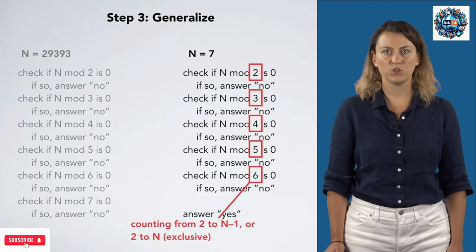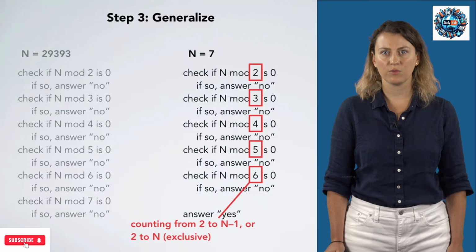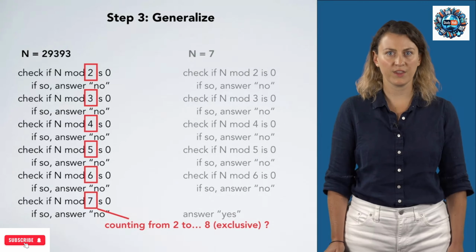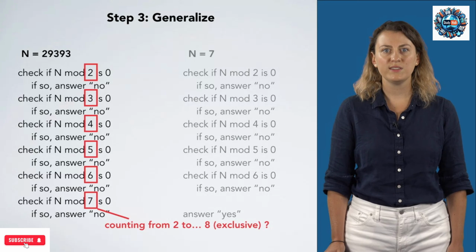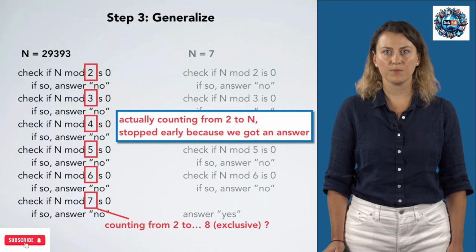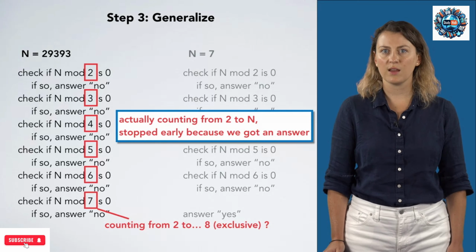Here you see counting. The steps are completely repetitive except for these numbers that count. On this side, we count 2, 3, 4, 5, 6, which appears to be from 2 to n minus 1. Typically in computer programming, we count the lower bound as inclusive and the upper bound as exclusive, so we'd call this counting from 2 to n exclusive. On the other side, we seem to be counting from 2 to 8, not including 8, which seems odd. What does 8 have to do with 29,393? If we think about it a little more, we see that we would count beyond this. We just stopped here because we came across something that told us the answer was no. That is, we would otherwise be counting from 2 to n as long as we kept getting n not divisible by the number we're counting.